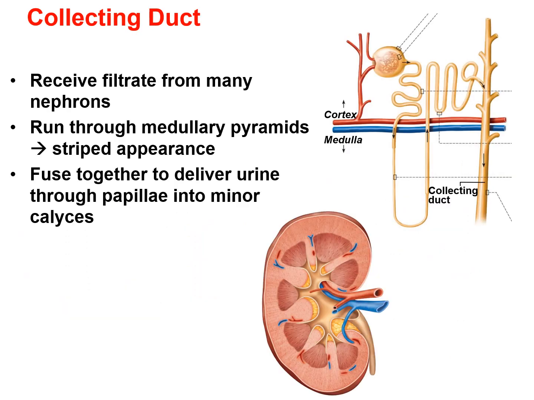We have one other structure to talk about, and these are going to be your collecting duct. So here is one large collecting duct, and you can see the collecting duct is going to run through the cortex as well as your renal medulla. And so the collecting duct is going to be receiving filtrate from multiple nephrons. So it's not a part of your renal tubule, but you would have renal tubules draining into it.